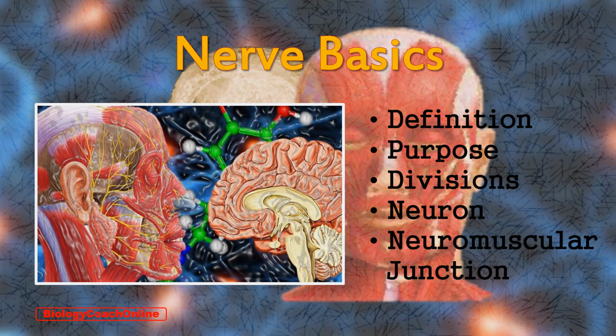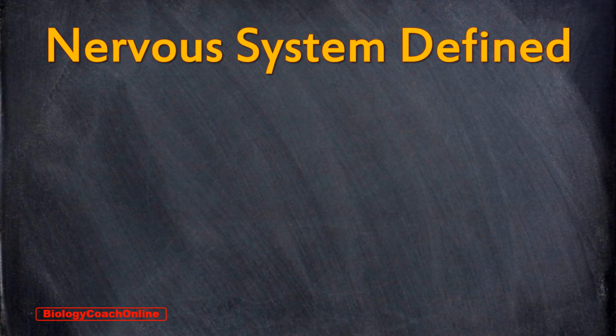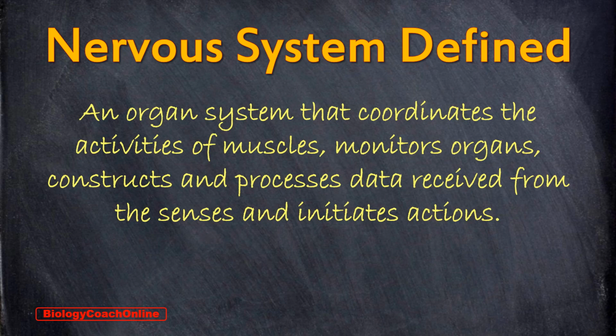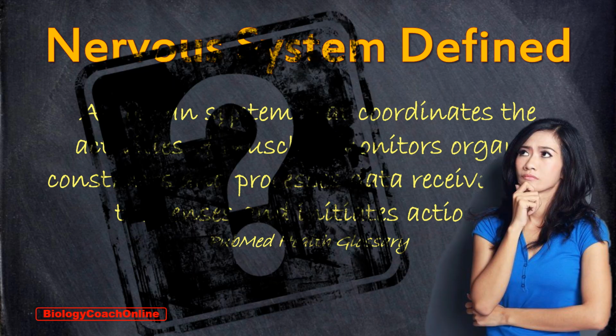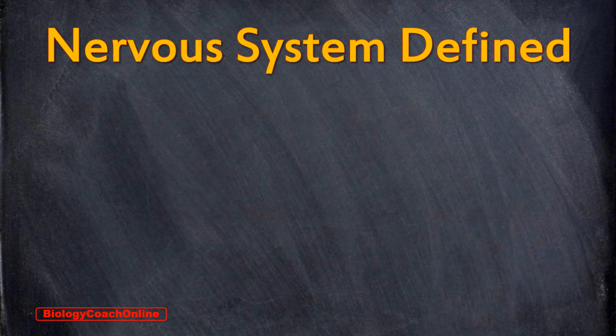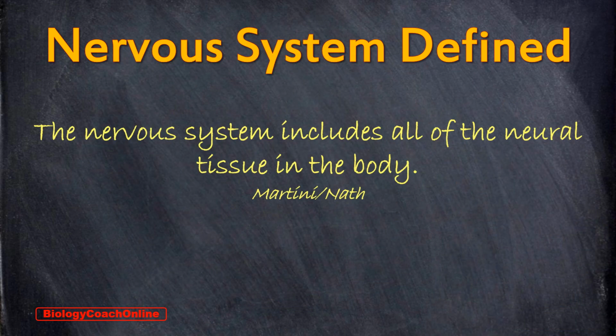So let's get started. Nervous system can be formally defined this way: an organ system that coordinates the activities of muscles, monitors organs, constructs and processes data received from the senses, and initiates actions. Wait, what? Okay, how is this? The nervous system includes all of the neural tissue in the body. Now, as direct and concise as that definition is, it remains vague for our purposes here.